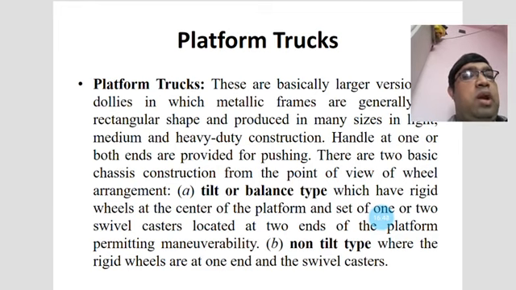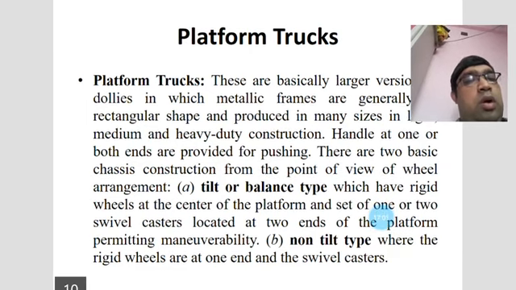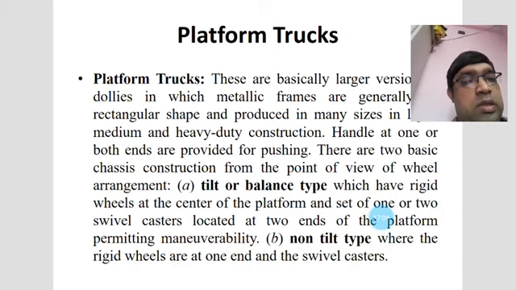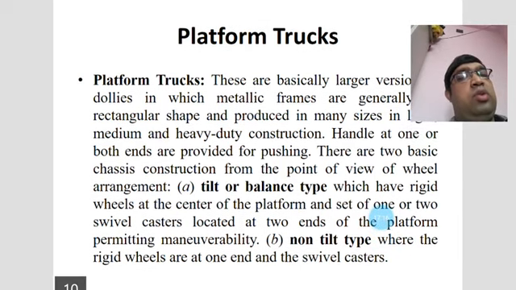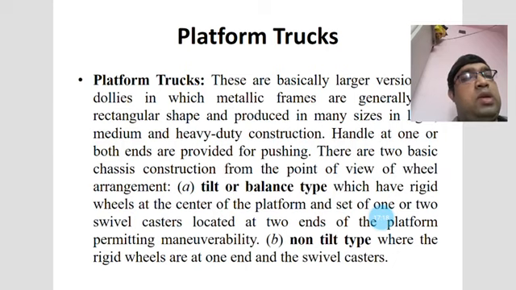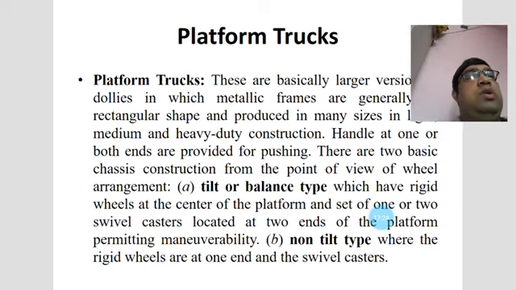The tilt or balance type has rigid wheels at the center of the platform, and one or two swivel casters located at the two ends of the platform, permitting maneuverability. The non-tilt type has rigid wheels at the ends, with swivel casters as well. Tilting is used in platform hand trucks, and the platform truck is rigid because heavily loaded materials are also transferred on platform trucks.